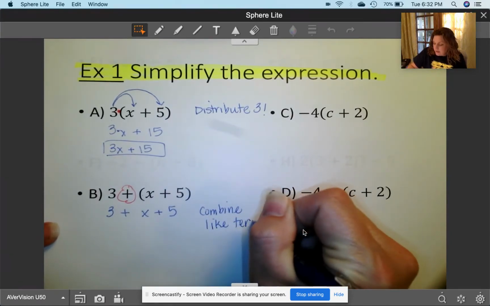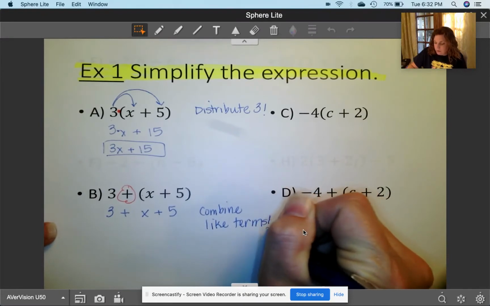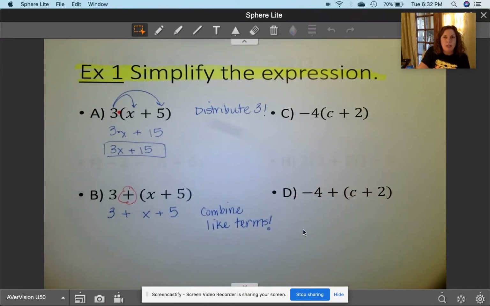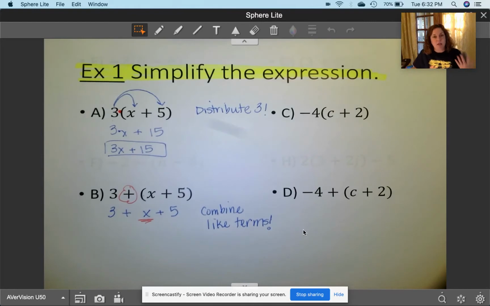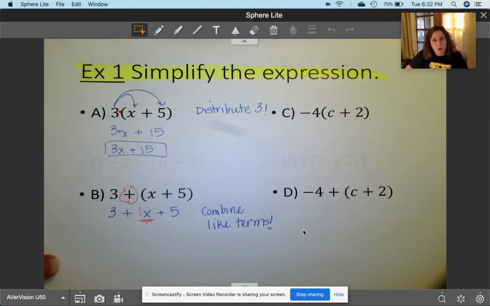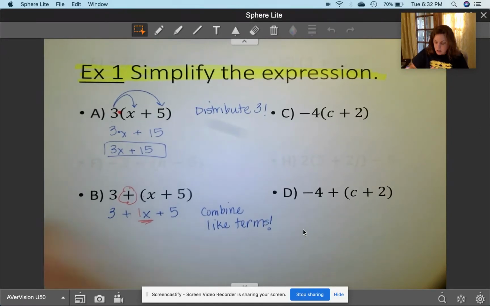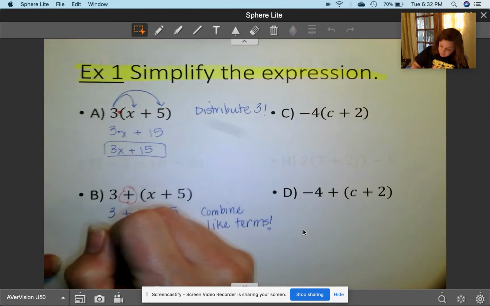And so again, if I'm writing it down, you should be writing this down. So what are like terms? Like terms have to have the exact same variables. The same powers on the variables. All the variable parts need to match. So anything with a plain old x, that's one type of term. So there's always a little invisible 1. If you don't see a coefficient, a number in front, then it's a 1. So we have a 1x.